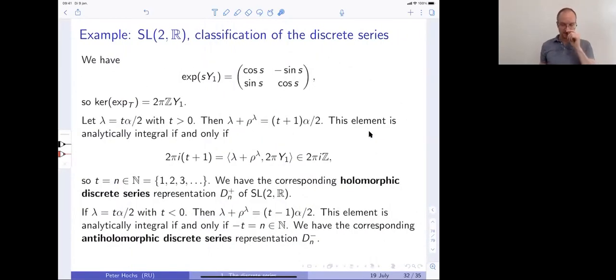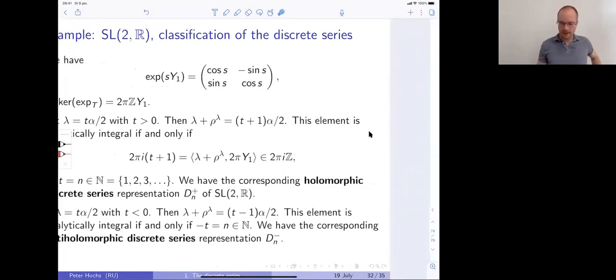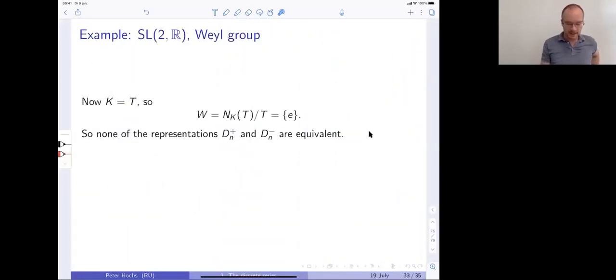And then for negative t, in the same way, t is minus a natural number. And for traditional reasons, this discrete series representation is denoted by Dn minus, and it's called the anti-holomorphic discrete series. So the 2 points we saw, the pairs of points, are always a Dn plus and Dn minus. So that's what the theory looks like for SL2R, and the Y group now is trivial because the maximal compact is SO2, which is equal to the torus, so this normalizer is just T itself, and therefore there are no equivalences between those discrete series representations, so they're all inequivalent.